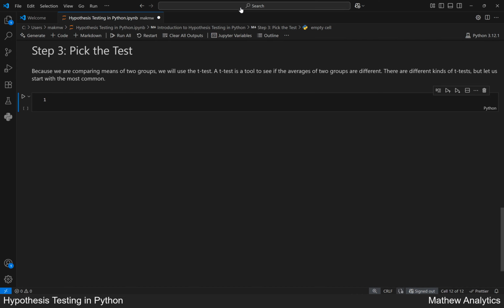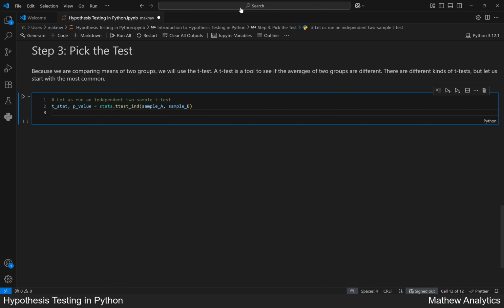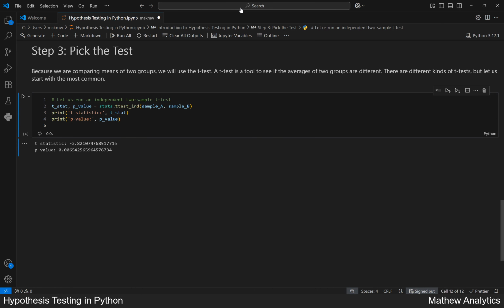Let us use the t-test function to compare our two samples. We use scipy.stats to perform an independent two-sample t-test. The t-statistic measures how different the groups are. The p-value lets us know the likelihood that the difference happened by chance. Running the cell now. Practice: what does a small p-value usually mean in this context?